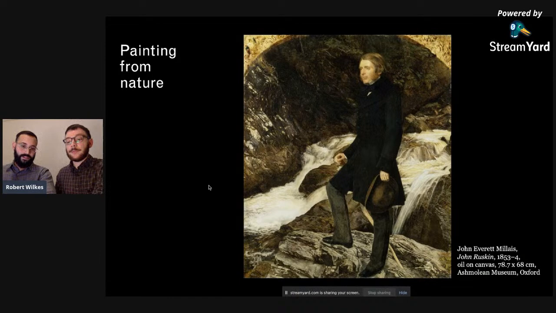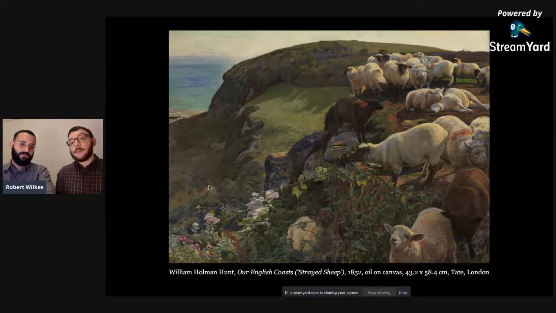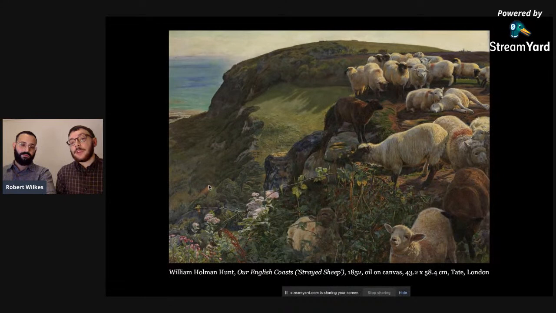And so a really good example of this approach to the landscape is this painting by William Holman Hunt, showing a lot of sheep, but in a way that feels almost monumental. The Pre-Raphaelites often like to focus on more unusual landscapes, which you wouldn't normally see traditionally depicted like this. And Holman Hunt painted this again en plein air on the cliffs on the south coast.